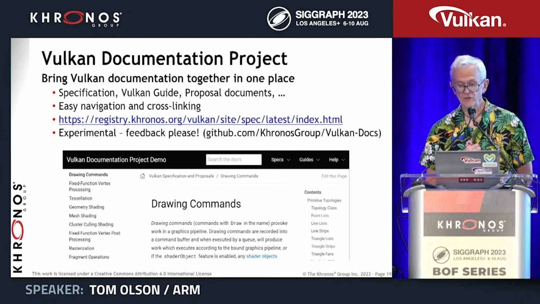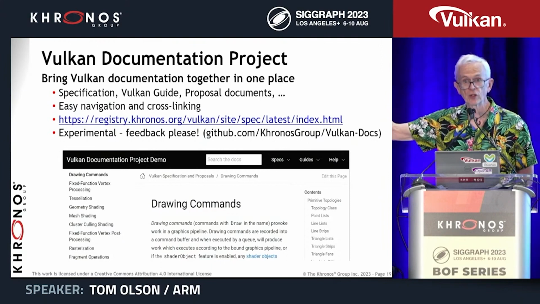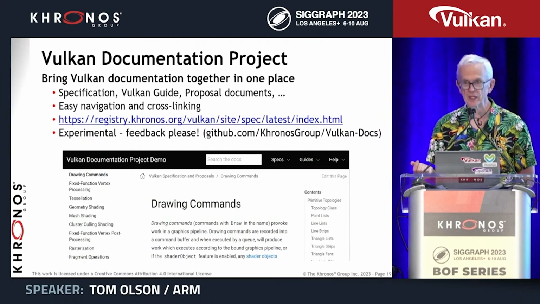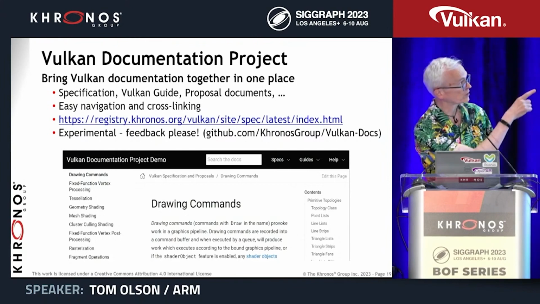Kronos provides a lot of documentation and developer information about Vulkan, but it's kind of scattered all over the place and hard to navigate. We have a project to try to bring it together, present it through a common user interface with cross-link capability and searchability. That is work in progress. We're not there yet, but there is a proof of concept prototype.